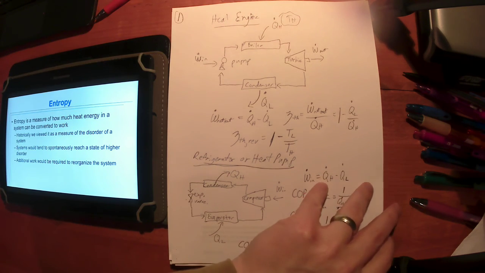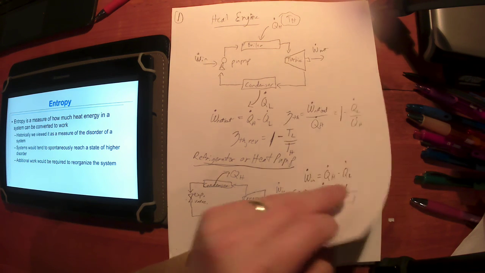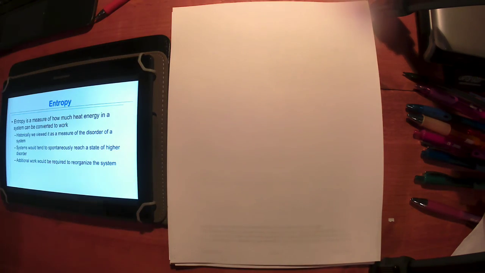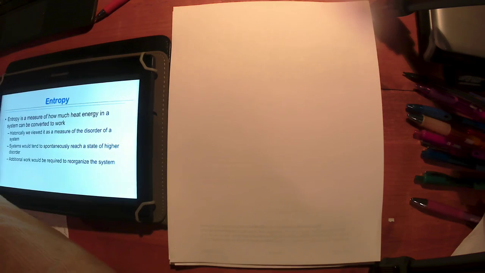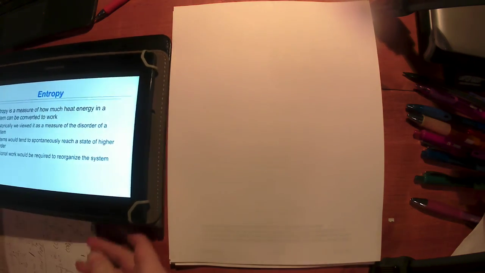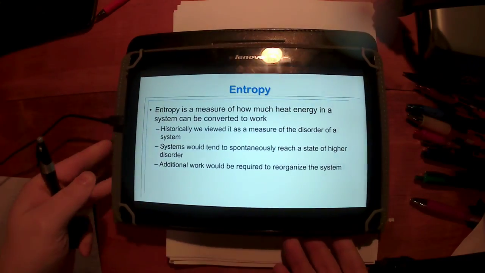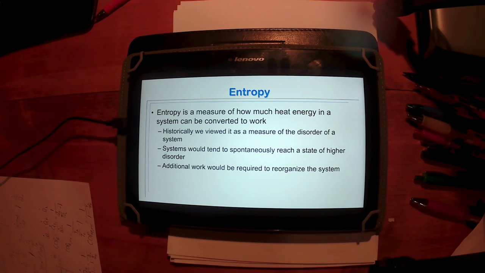That leads us to Chapter 7, where we start actually talking about trying to quantify the second law using a quantity we call entropy. Entropy is a measure of how much energy in a system can be converted into work. That's what we as engineers will use entropy for. It'll also show us whether something's possible or not.